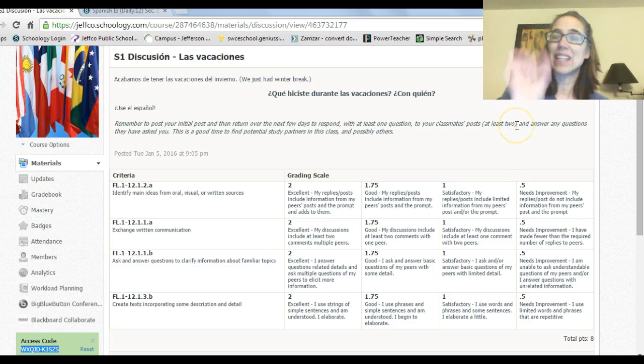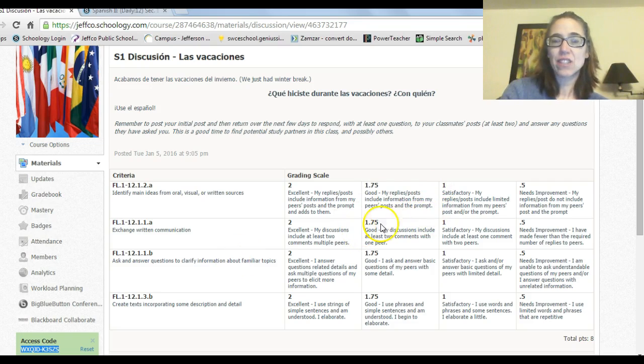Notice that's just the beginning of the instructions. This is a very minimum and will not earn you a proficient grade, which is good in our rubric down below. You must also answer any questions that have been asked of you, and you need to have multiple communications with people. So we'll see this no matter what level of Spanish you're in. These first three criteria that you need to follow are going to be the same.